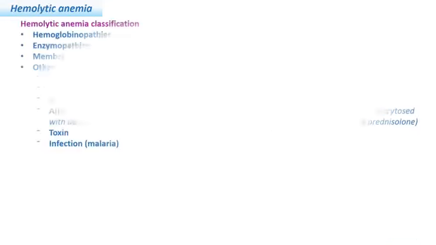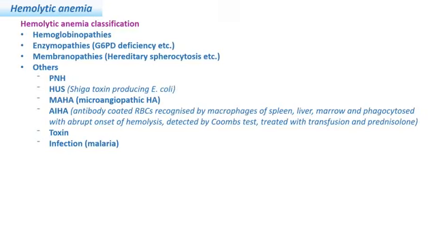Come to the hemolytic anemia. Under the classification, first is the hemoglobinopathy. Under this heading, it is thalassemia and sickle cell anemia. Enzymopathy like G6PD deficiency, membranopathy, hereditary spherocytosis, elliptocytosis, others, paroxysmal nocturnal hemoglobinuria, hemolytic uremic syndrome, microangiopathic hemolytic anemia, autoimmune hemolytic anemia, toxin infection like malaria.